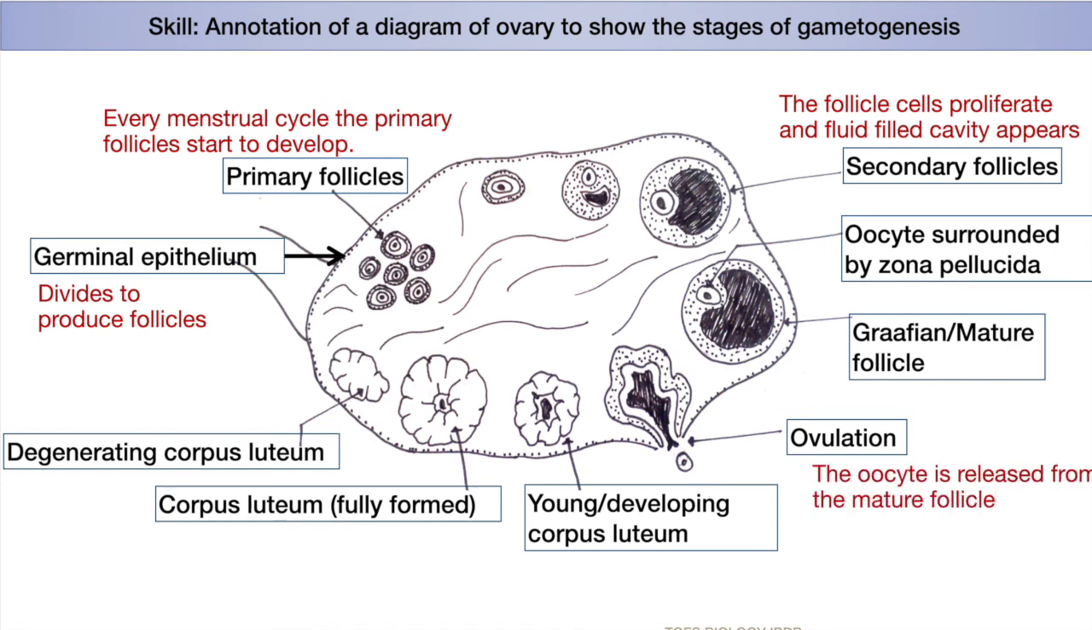Ovulation is a process by which the oocyte is released from a mature follicle. The ruptured follicle forms the corpus luteum, which now starts to secrete progesterone. Progesterone maintains the endometrial lining so that the released oocyte, in case of fertilization, will get implanted there. If not, then the corpus luteum degenerates.